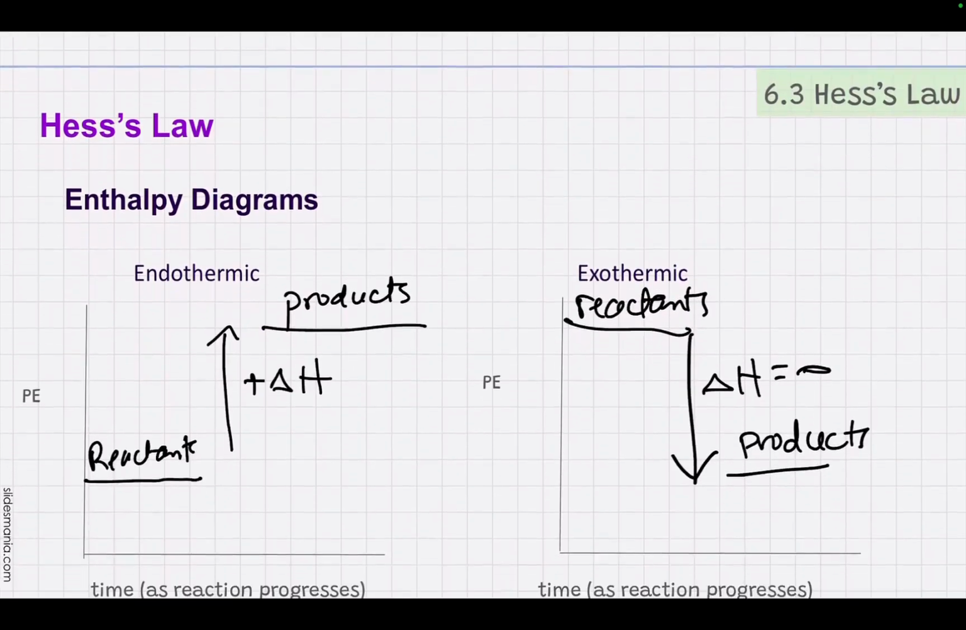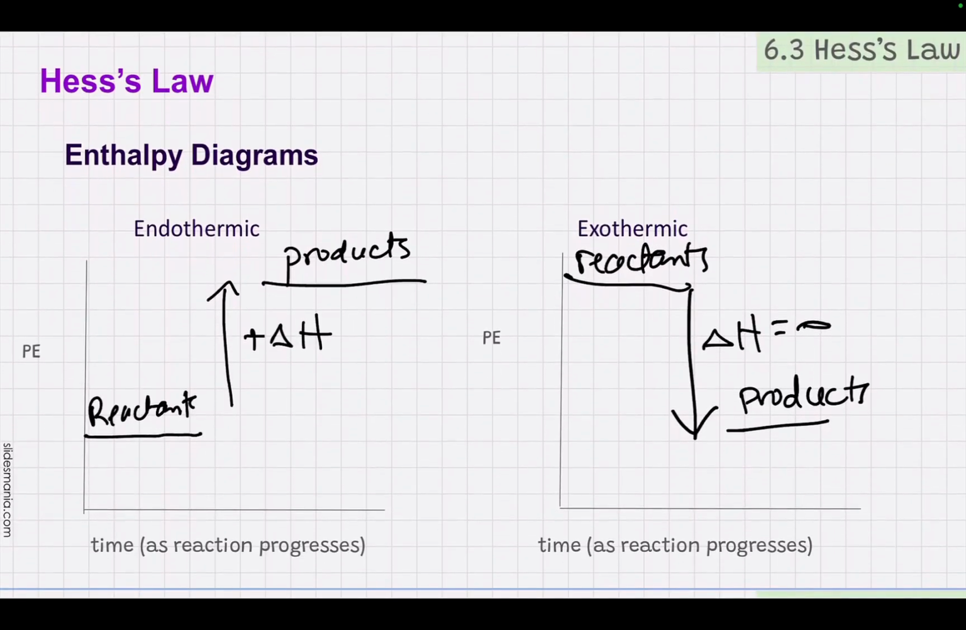Just to review with you before we start getting into Hess's law, these are the enthalpy diagrams, sometimes called potential energy diagrams. So you know that if something's endothermic, you're going to end with products that have more potential energy stored in them than they had to start with. And if it's exo, your products have less. So that's why the exos are negative and the endothermic values are positive.